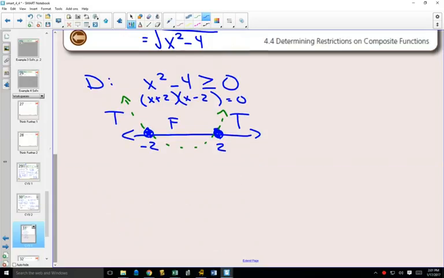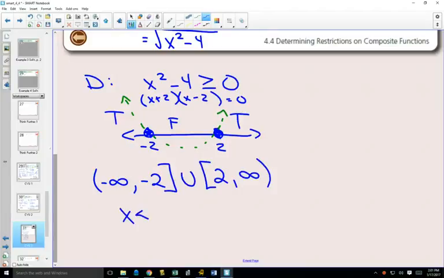So then our domain is these sections, so it's from negative infinity to negative 2 included, or from 2 to infinity. Or you could write this like x is less than or equal to negative 2, or x is bigger than or equal to 2. You have to do it in two separate ones, because one of them is less than and one of them is bigger than. You can't put that together.